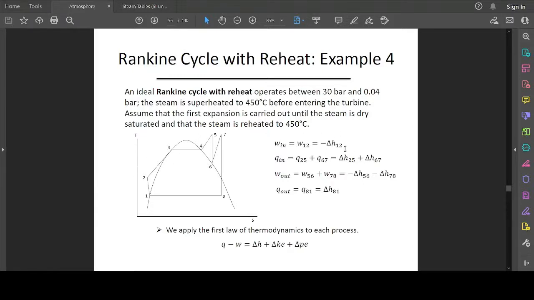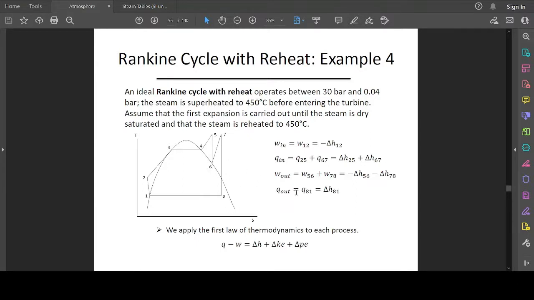The summation of that will give you the total heat added to the system. Now, the work done by the system, that is the first one between stage 5 and 6, and the second work done by the working fluid between 7 and 8, is given as the change in enthalpies between these stages, and the summation of that will give you the total work done by the working fluid.